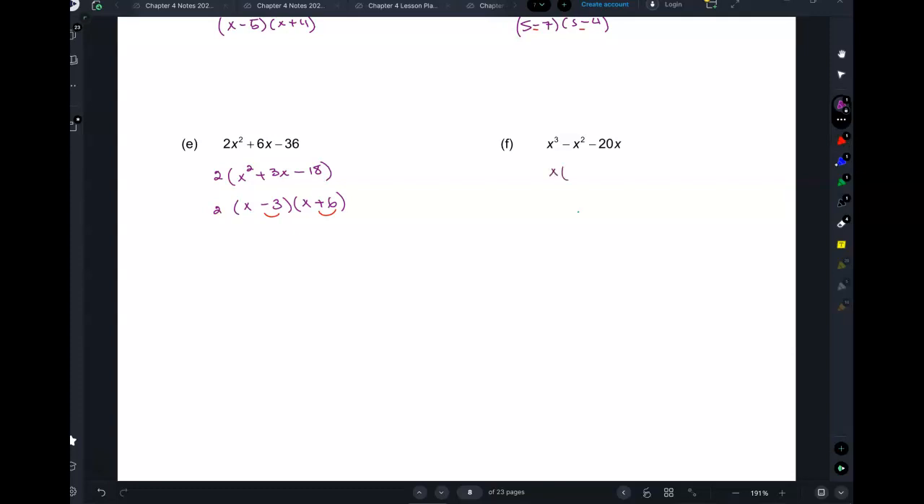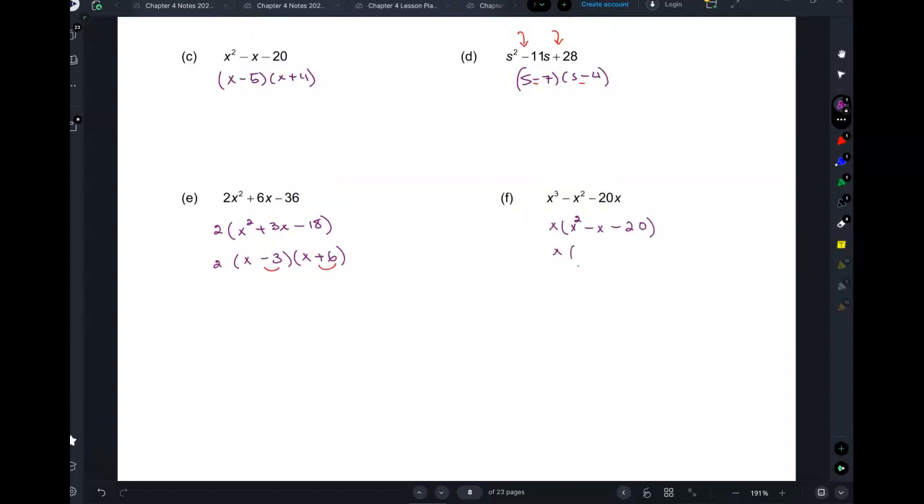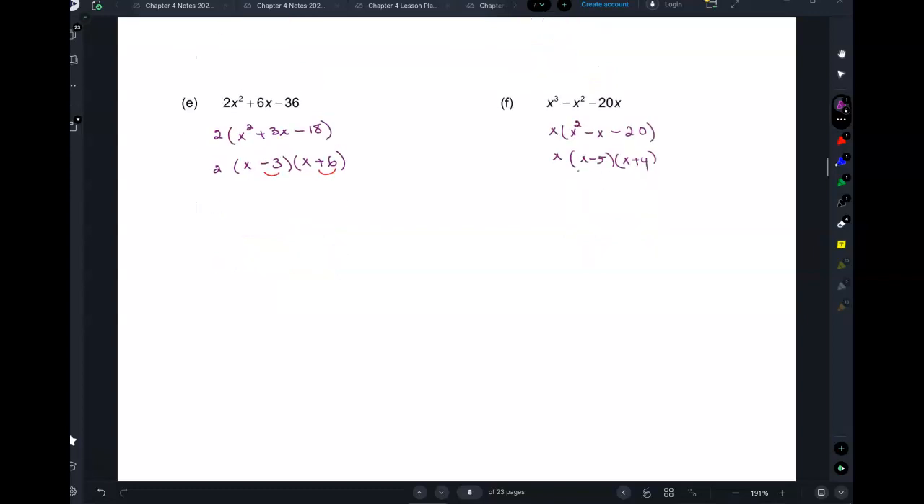Here, what can I factor out? An x. So I get x squared minus x minus 20. That's the same thing as before. So it's x times x minus 5, x plus 4. Okay?